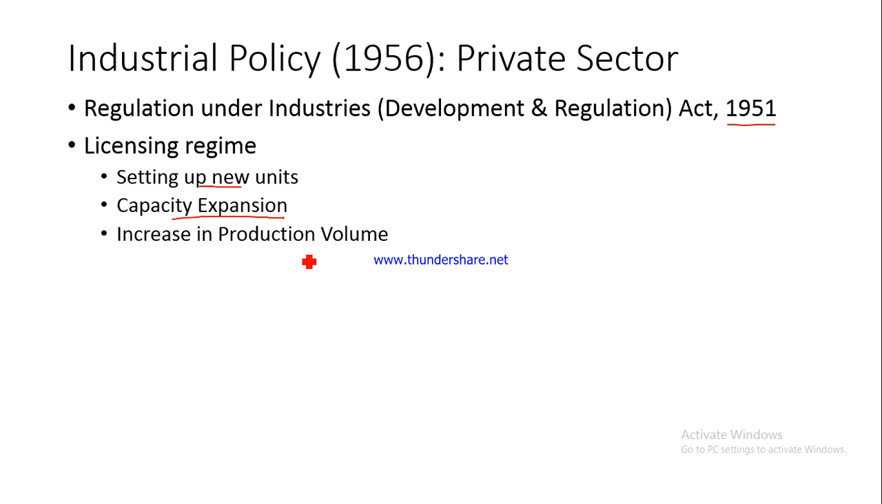On the other hand, production volume is you can produce 1000 but you are producing only 600 because there is demand, let's say, only for 600. But within the capacity that you have, that is of producing 1000, if you want to increase your volume from 600 to, let's say, 750, then this is an increase in the production volume, right? So for all these changes, the private sector was required to obtain license from the government.